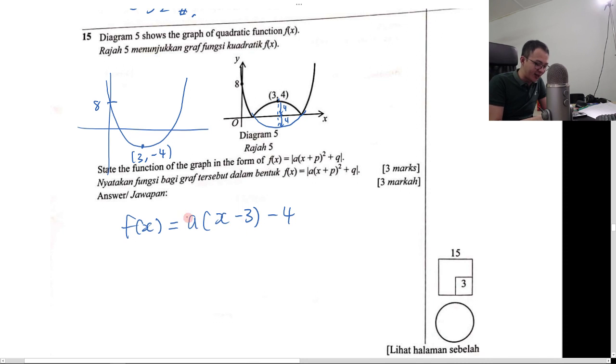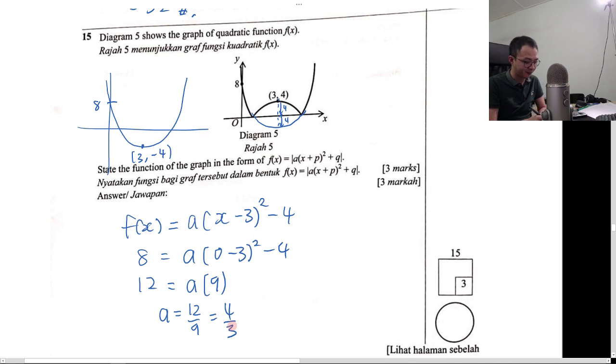Then the next thing I want to find is a. I will substitute this coordinate, which is (0, 8) here. 8 equals a(0 minus 3) squared minus 4. So I get 12 equals 9a. So a will equal 12 over 9, which is 4 over 3. Then I substitute into here, so my f(x) should equal 4 over 3 (x minus 3) squared minus 4.